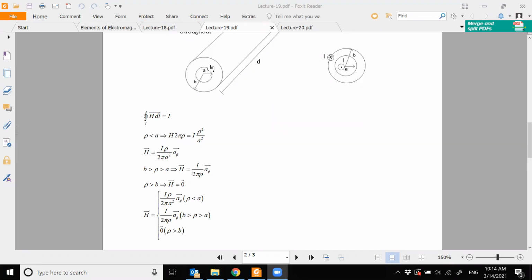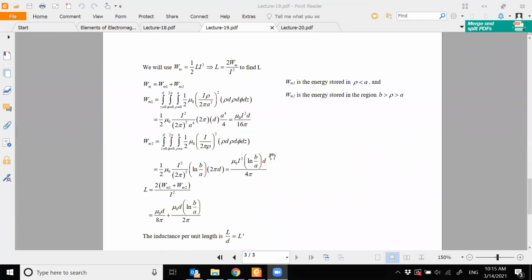And how can we find the energy? We know the magnetic field, and then we just integrate it over the volume. We will first integrate it over our inside volume, which is a cylinder of radius A and length D, and then over the second volume. It will again be a cylinder, but its rho is from A to B and its length is D. So W1 is the energy stored where rho is less than A, and W2 is the energy stored between A and B. And we will find it.